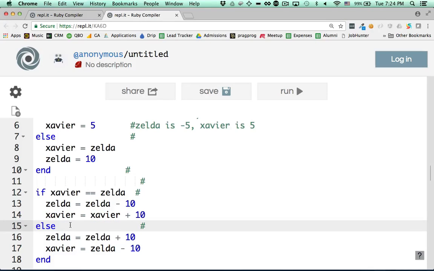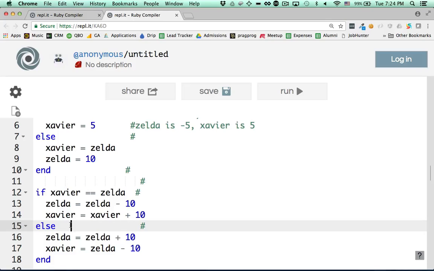So else, if I were to ask you in English, what does this else mean? The answer is, this else means that Xavier is not equal to Zelda. That's sort of the logical equivalent. So on line 12, we say, if Xavier is Zelda, do this. Else, meaning the other possibility, which is that Xavier is not equal to Zelda, then do that.